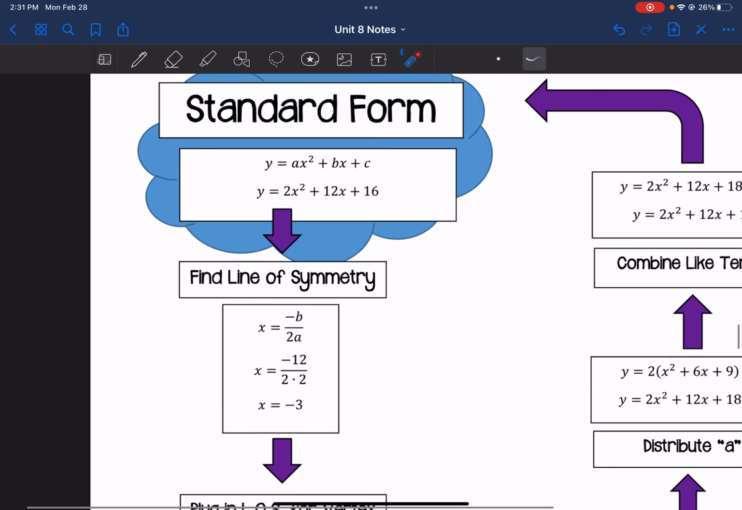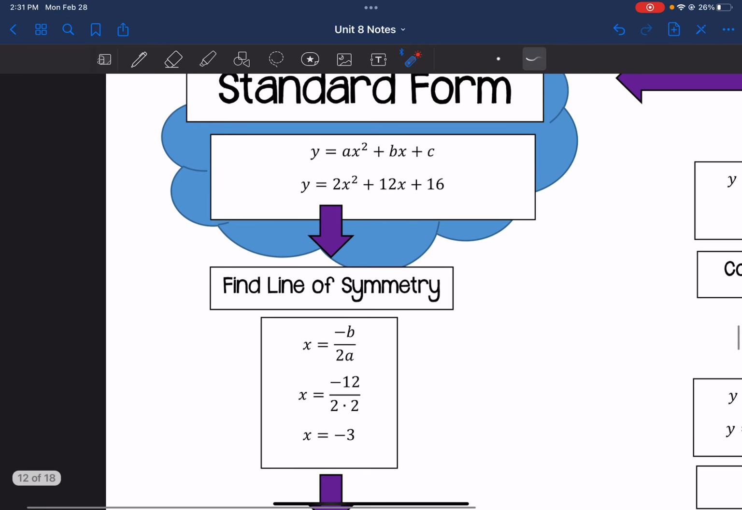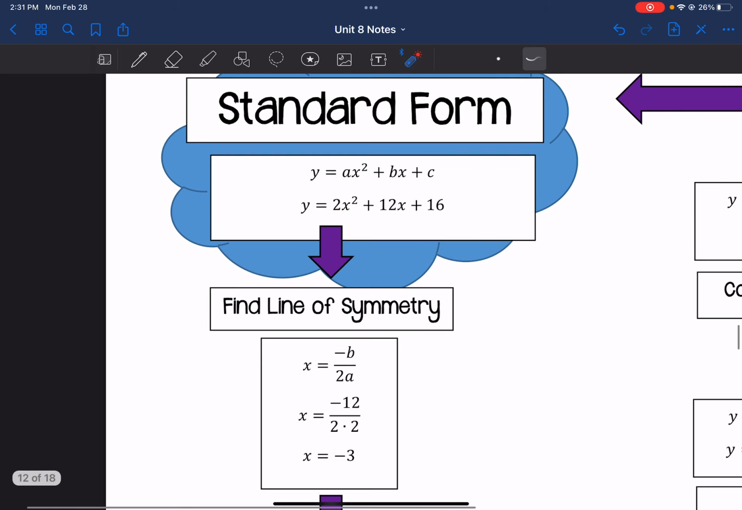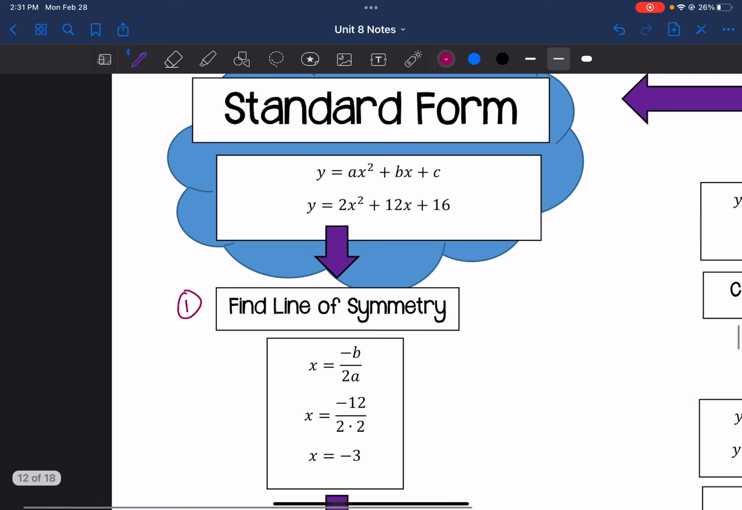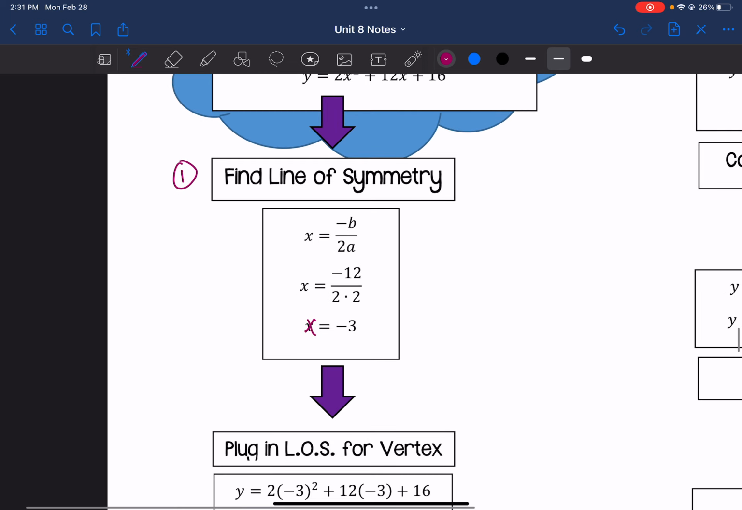So let's look at this real quick. If I want to go to vertex form from standard form, here's what we do. Remember, for vertex form, all I need to know is my a value, which I'm already given, and then I need to know my vertex. That's it. So step one says we need to find my line of symmetry, negative b over 2a. So you take this information, and I get x equals negative 3.